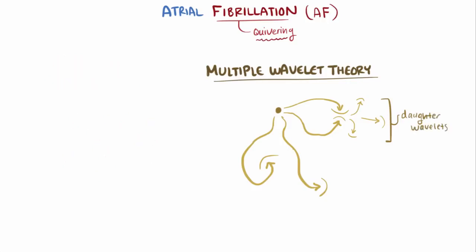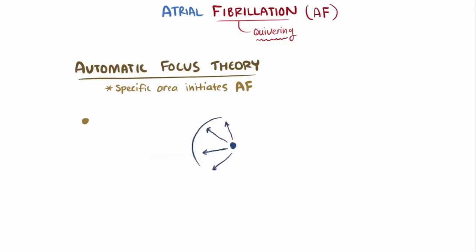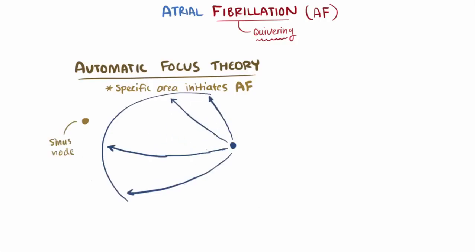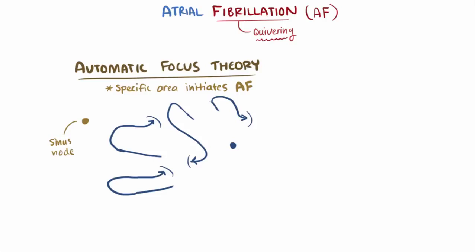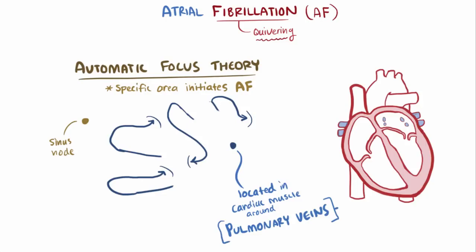Along with this multiple wavelet theory, there's also an automatic focus theory, where there's a specific origin that's thought to initiate AF by rapid firing of electrical impulses that overtake the sinus node. And combined with the risk factors and tissue heterogeneity, this can promote AF, and it's thought that the focus of cells are conducting cells in the cardiac muscle around pulmonary veins. Yeah, pulmonary veins. Remember that these veins physically enter the left atrium. And where the pulmonary veins enter, there's this tissue that has really unique electrical properties.